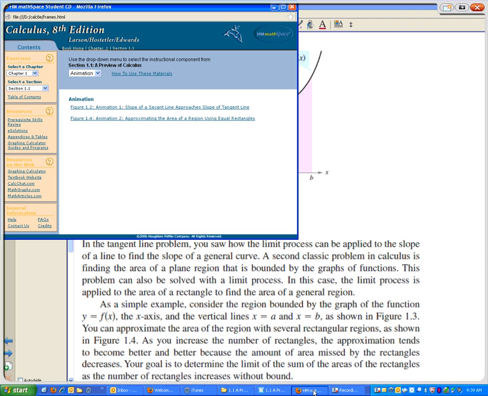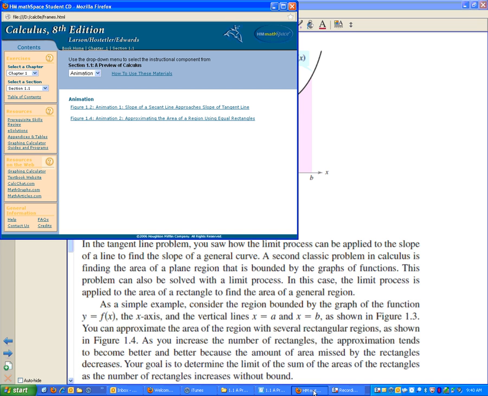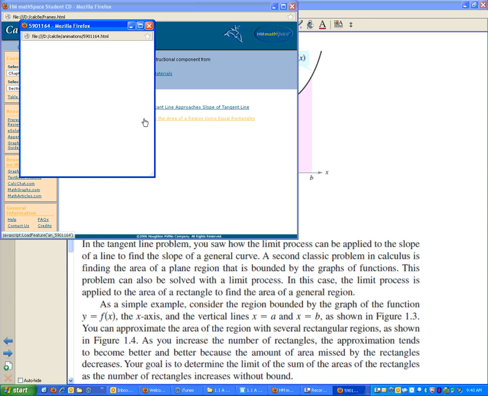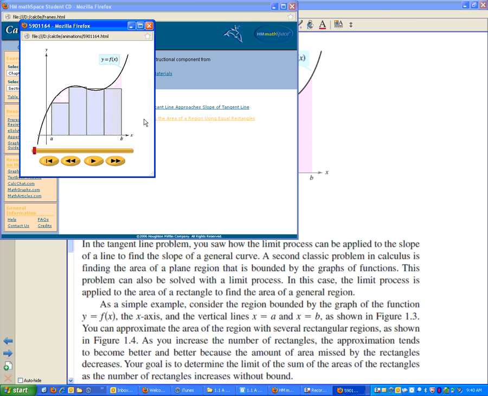Like this. So there we start with 4 rectangles. Then they put, how many is there now? 5. Whatever. The more rectangles you put, if you find the areas of the rectangles and add them up, don't you get a better approximation of the area under the curve?